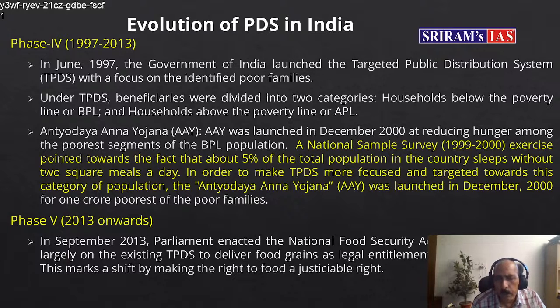And therefore, the TPDS system, the targeted PDS system, should focus on this population, who is not even able to afford access to food grains even at the subsidized price. And therefore, these are the people who are the poorest among the poor families.